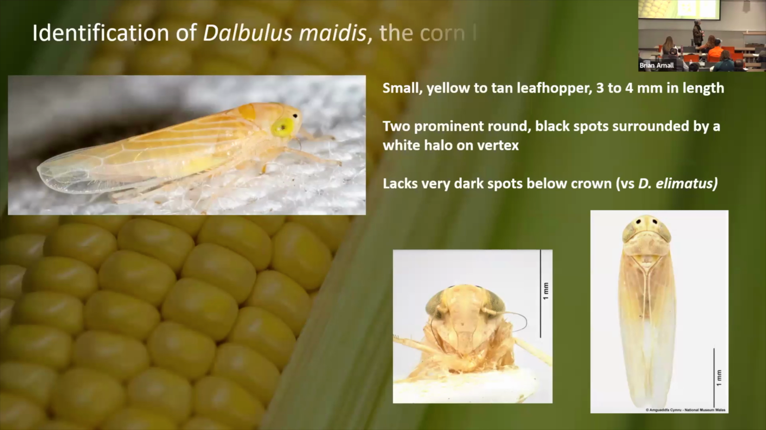So this species is a small yellow to tan leafhopper, 3 to 4 millimeters in length.